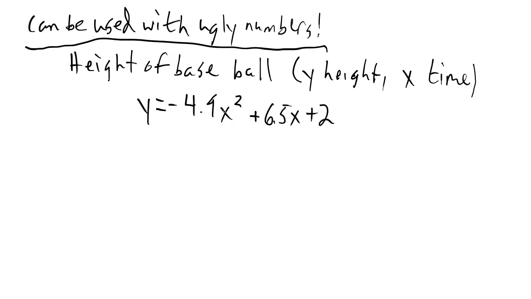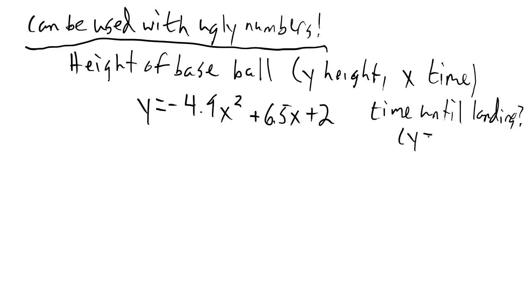plus 2. Now, these are ugly numbers. They're not going to be ones we can factor, but if we use the quadratic formula, we can allow our calculator to do all of that. So let's run through what this looks like. We're looking for the time until landing, right? If we want the height to be 0, the time until landing. So what if we're looking for the time until landing?